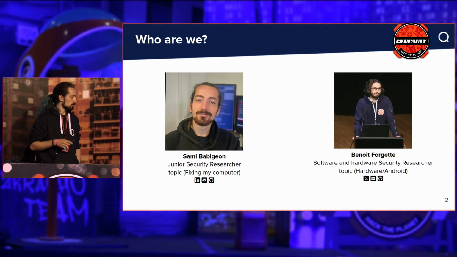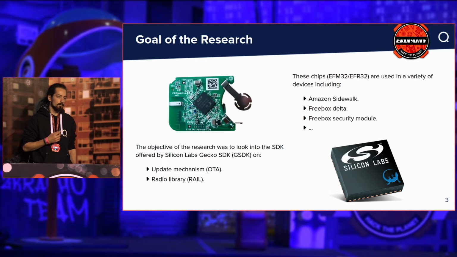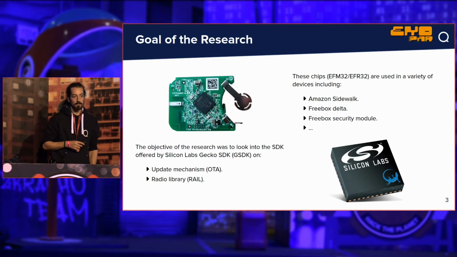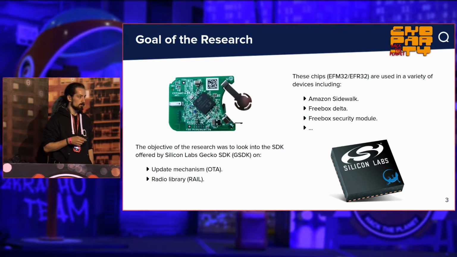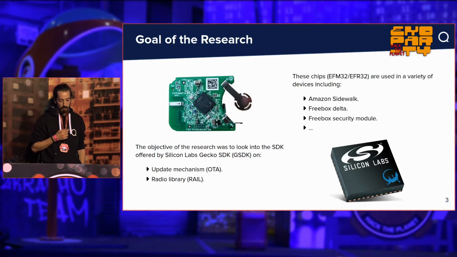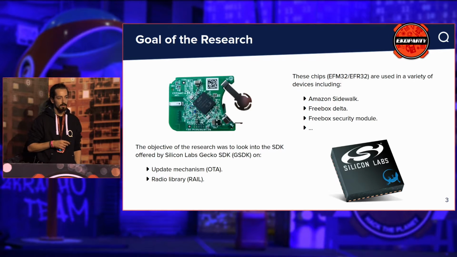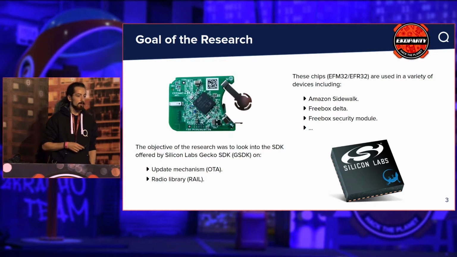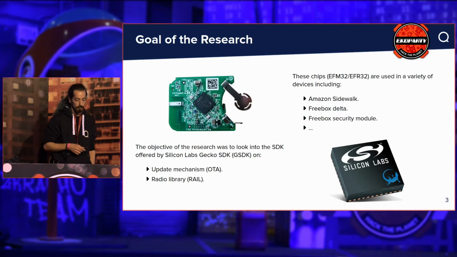And now let's dive into the main topic of this presentation, which is the goal of our research. We chose the Gecko bootloader platform because it's one of the key components of Silicon Labs devices, which is a chip manufacturer. They are widely used across many devices, including the Amazon Sidewalk device, also the Freebox Delta and the security module, which is for the French internet boxes. You probably don't know it, but in France we do.